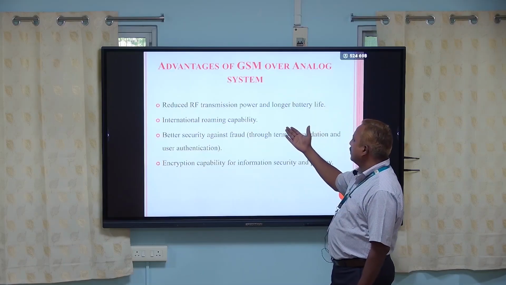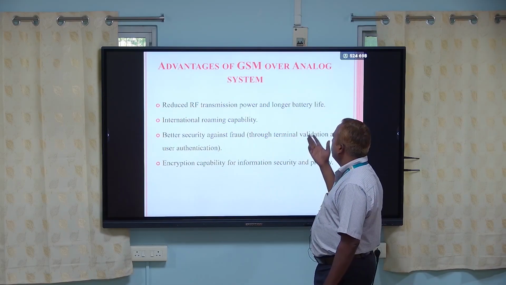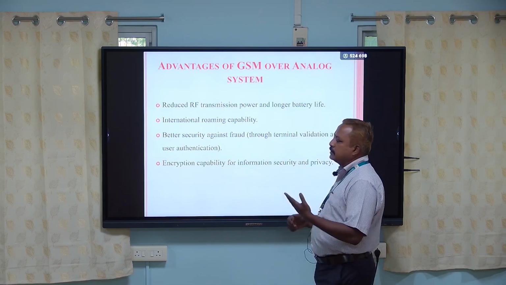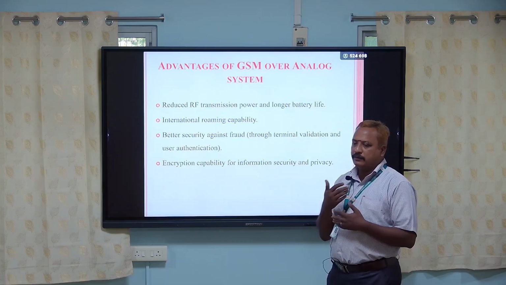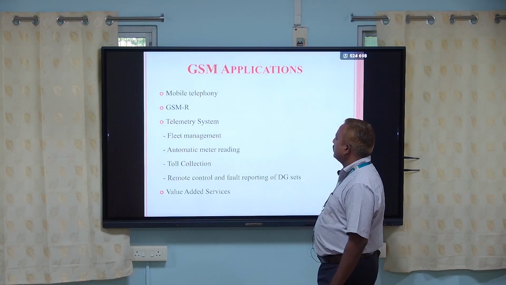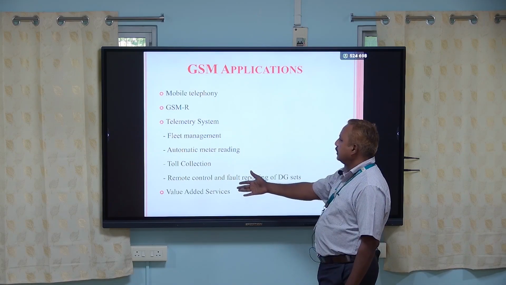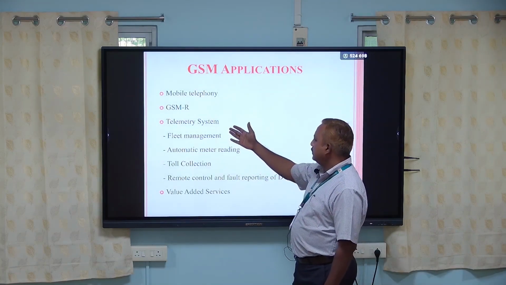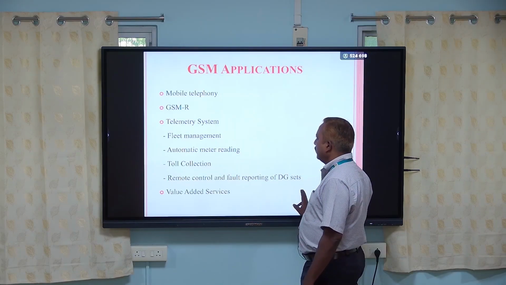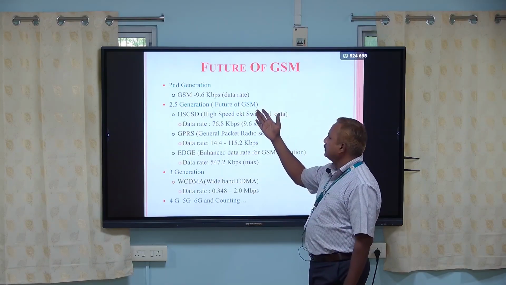And the advantages are RF transmission, international roaming, security, encryption. These are all advantages of GSM over the analog system. Analog system means a dialing phone. Instead of using a dialing phone, we can use GSM for these advantages. And then what are the applications? Already we have discussed. And then toll collection, fleet management, and value-added services like songs, we can use GSM for these applications. These are the future of GSM.